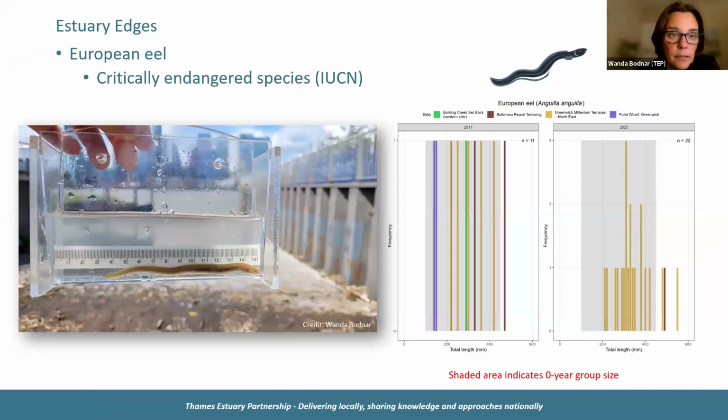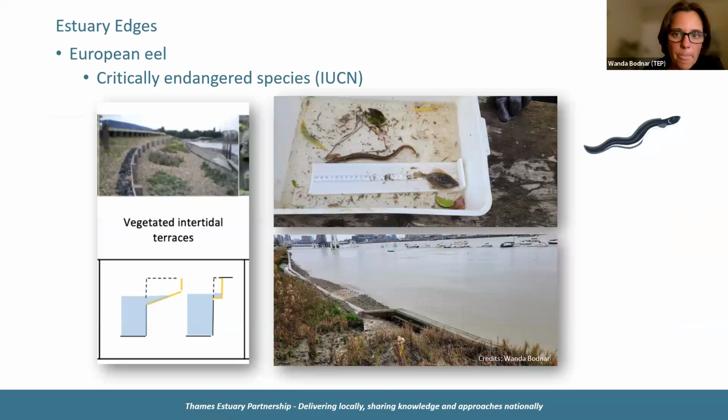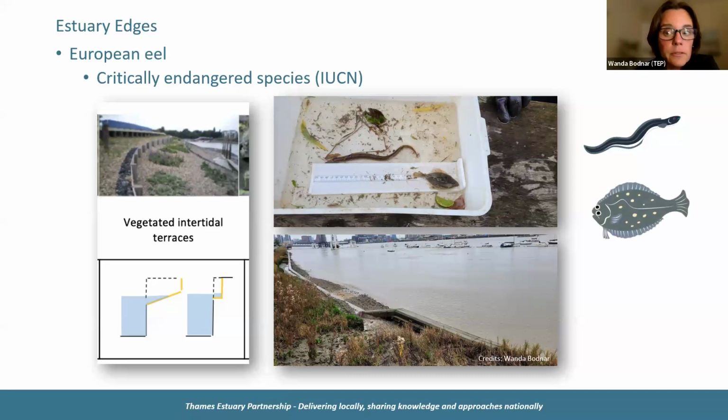The European eel, which is now a critically endangered species, ranked as the 3rd most abundant species. And it demonstrated a close association with vegetated intertidal terraces, particularly thriving at the Greenwich Millennium terraces. Here, there was a presence of a drainage channel, which likely helped fish enter the site, potentially also explaining the heightened number of flounder also caught in the 5 nets.